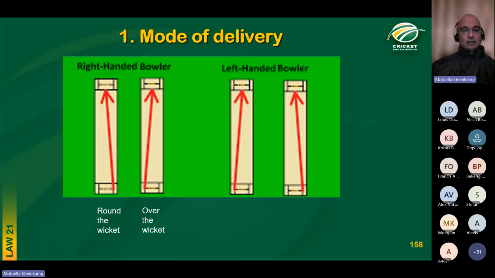So you look at the bowling hand. If it's further away from the stumps, it's round. If it's the closest to the stumps of the two hands, it is then over the wicket. The same principle will apply to a left-handed bowler. Again, don't look at the striker, whether right or left. You need to look at the bowler, and you need to look at which hand the ball is in.